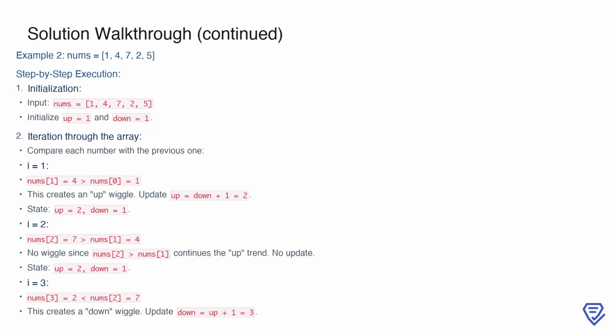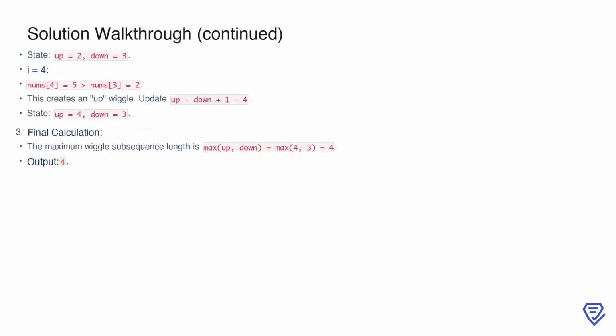At i equals 2, nums[2] equals 7 is greater than nums[1] equals 4, but since this continues the upward trend, no wiggle is formed, and the values of up and down remain unchanged. Next, at i equals 3, nums[3] equals 2 is less than nums[2] equals 7, forming a downward wiggle. This downward wiggle at i equals 3 prompts us to update down to up plus 1, resulting in up equals 2 and down equals 3.